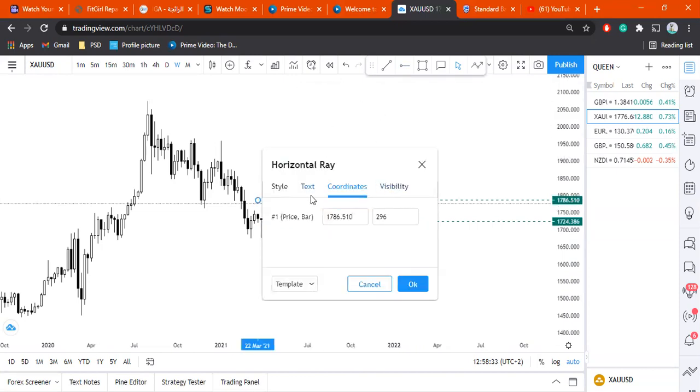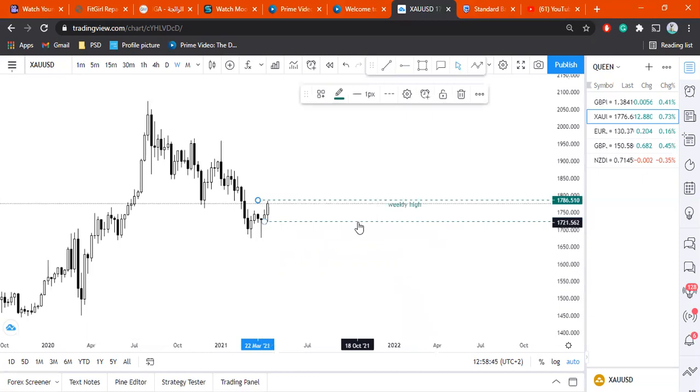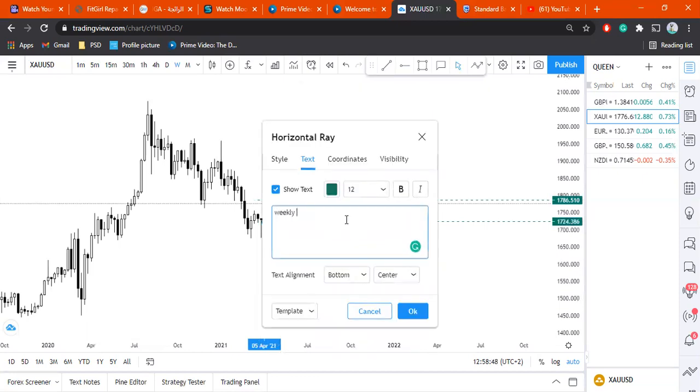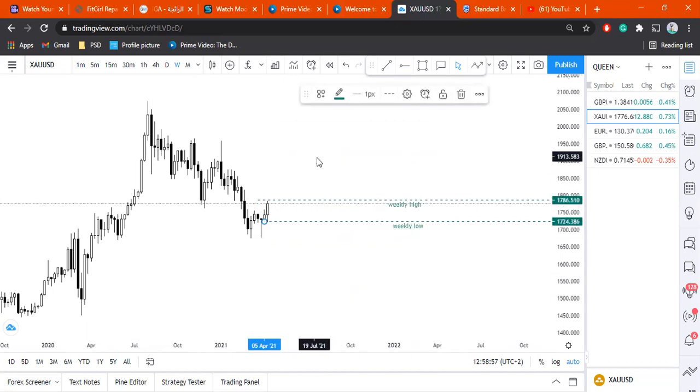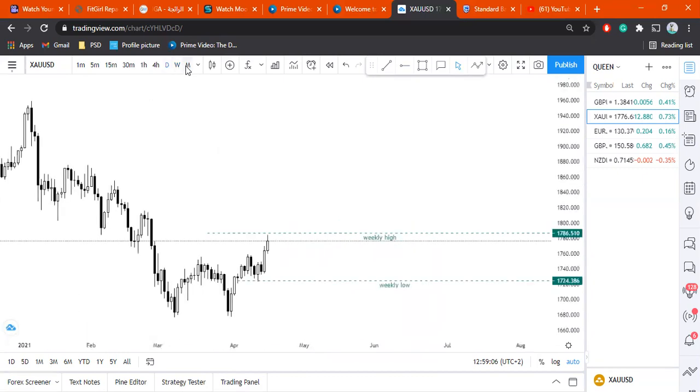Maybe we can highlight them. Let's just do this. Let's say weekly high, and then we will say weekly low, right? We're also going to go on our daily. So right now we know that price made a breakout, right? So we're going to go on the daily chart to highlight our area where it made the daily breakout, and that should be around here. So we're going to say the daily breakout.